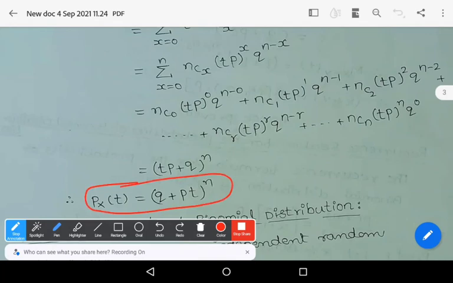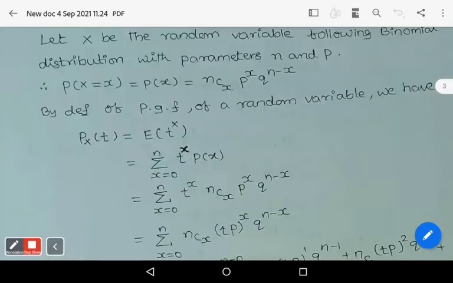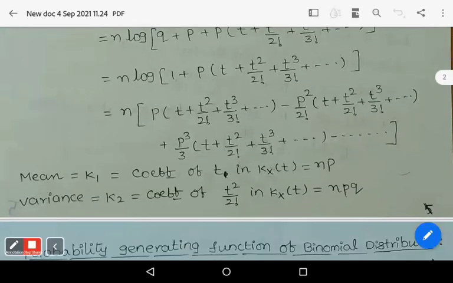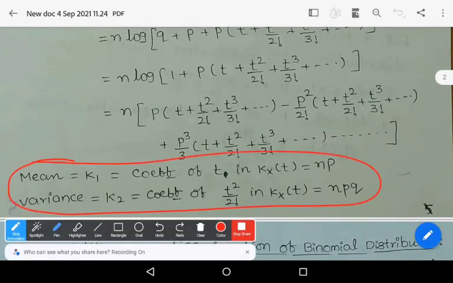These two are also important for the 5 mark section. Derive the PGF and CGF, the cumulant generating function and probability generating function of the binomial distribution. Sometimes they may ask you to derive the mean and variance of the binomial distribution by using the cumulant generating function. So learn these two. Keep learning. Wish you all the best.